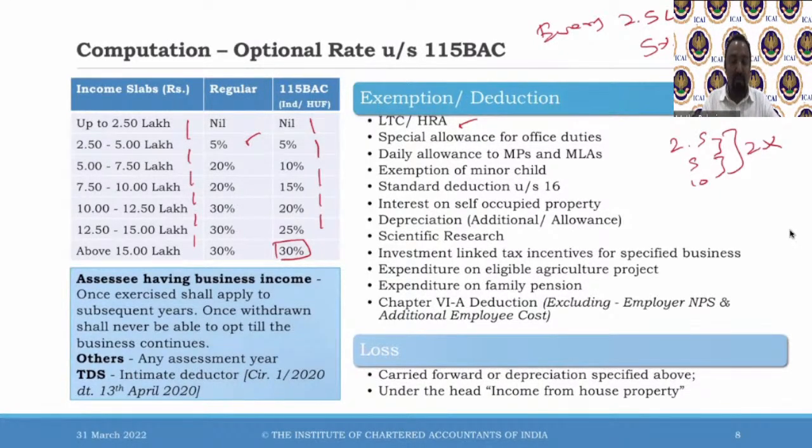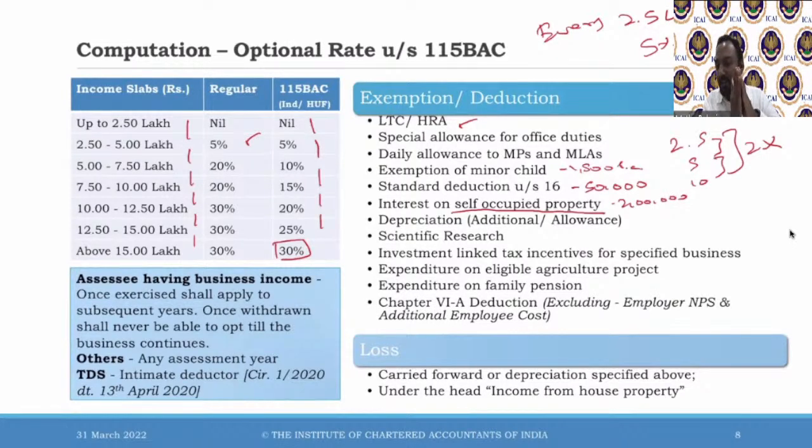Special allowance for office duties is not allowed. Daily allowance to MPs and MLAs is not allowed. Exemption for minor children, that is 1,500 per annum per child, is not allowed. Standard deduction under section 16, the 50,000, is also not allowed. Interest on self-occupied property, that is the 2 lakhs, is not allowed.